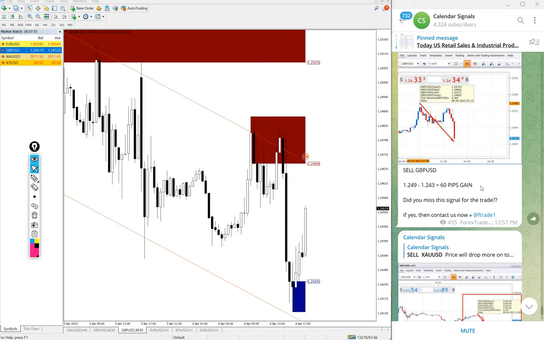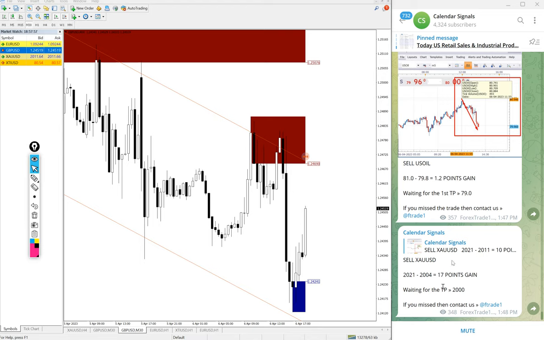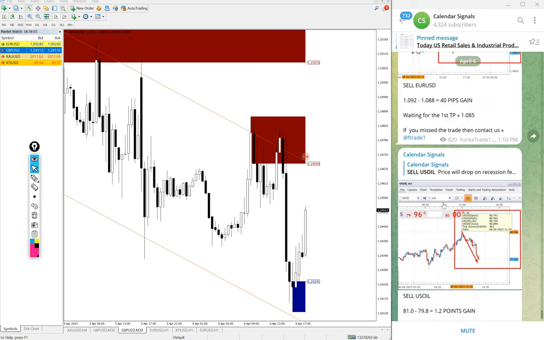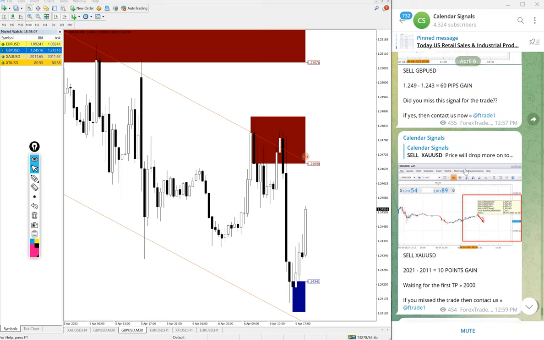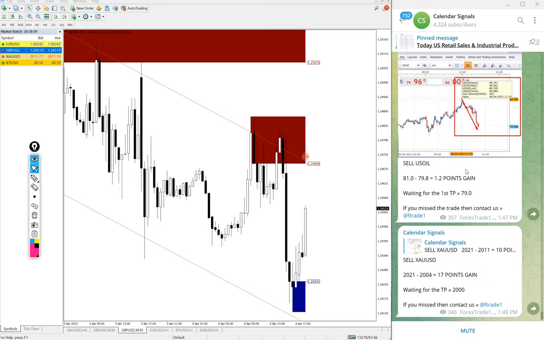So today four signals we updated. All four signals performed. Gold 20 points and USOIL 1.2 points, huge bigger profit, and small profit 40 pips on EURUSD and 70 pips on GBPUSD sell signals. So this is the performance of today.